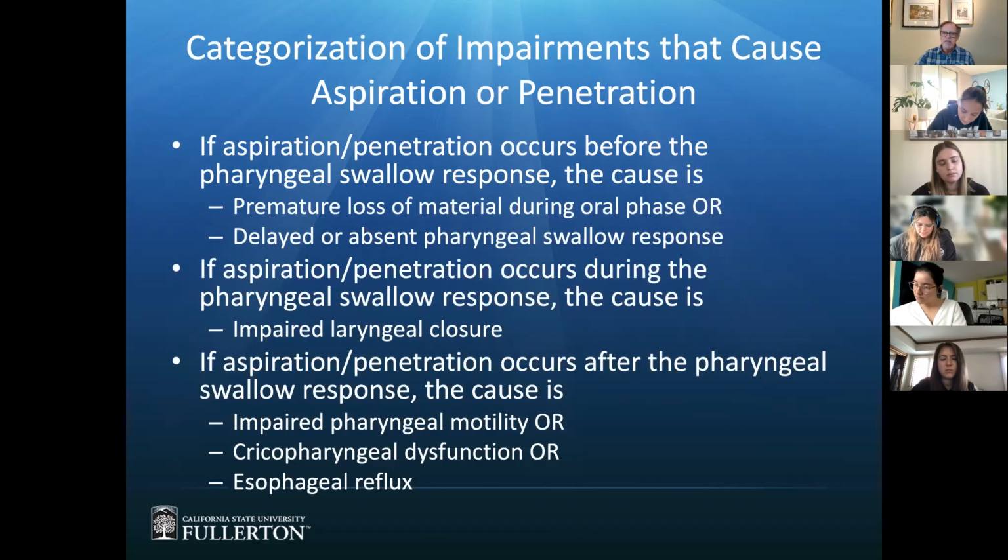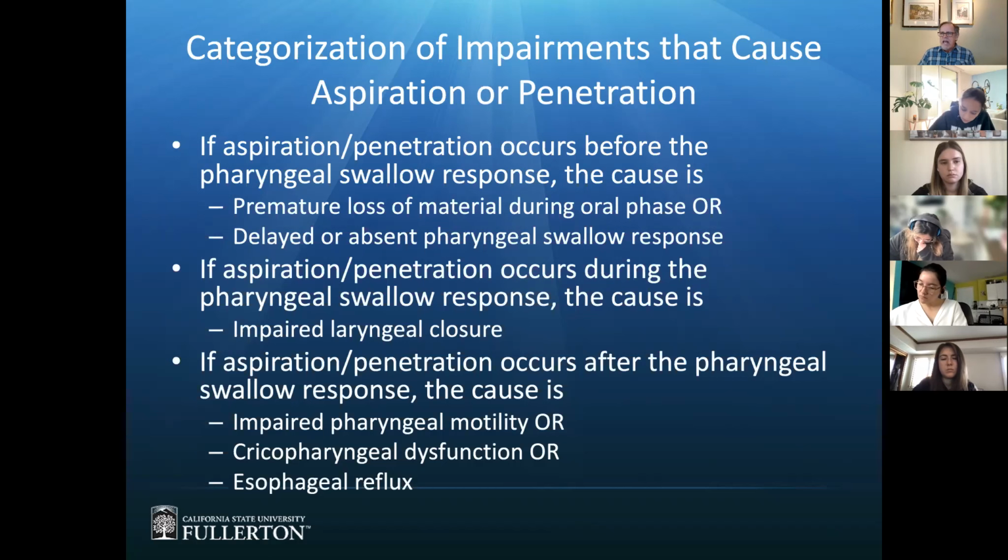Okay, now let's take this third bullet point. And this is aspiration or penetration that occurs after the pharyngeal swallow response. Okay, now how does that work? In this situation, the patient has completed the swallow, it's done, and they're starting to breathe again. It's as over as it's going to be. And you see something at that point enter.